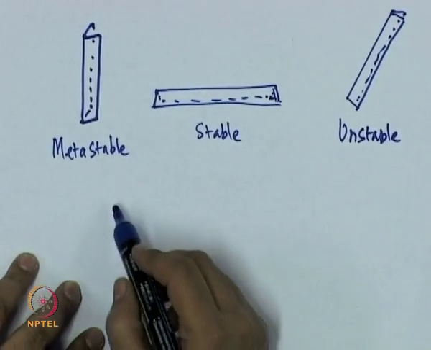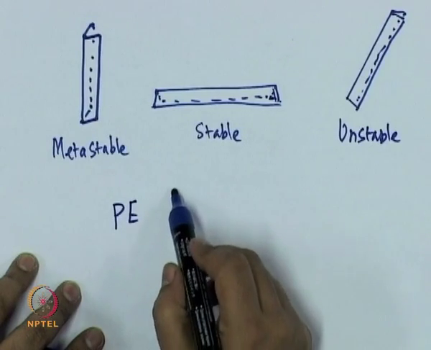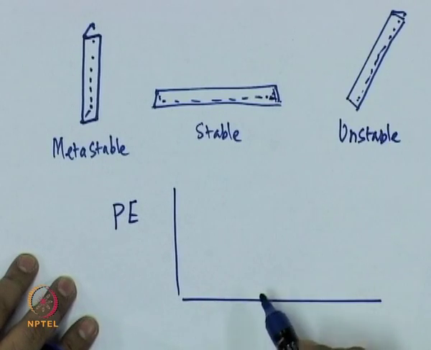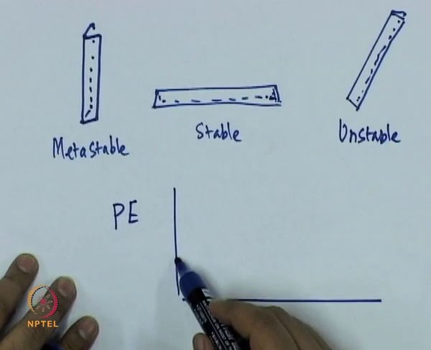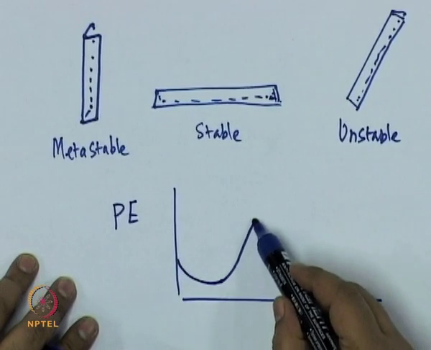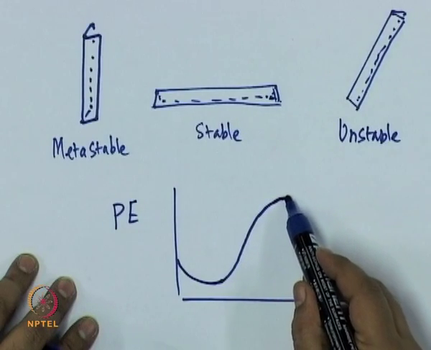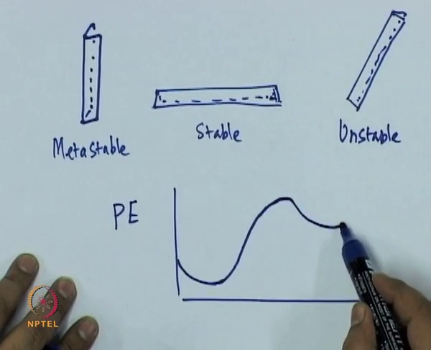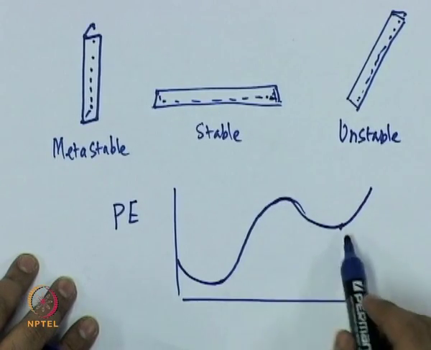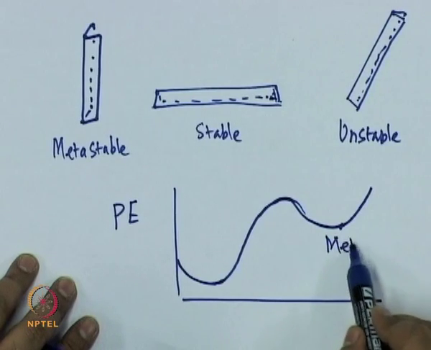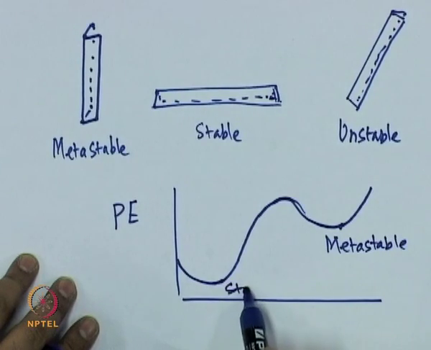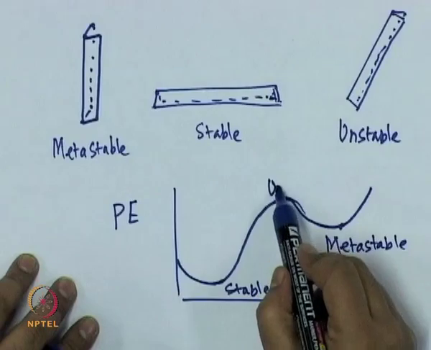In terms of potential energy and in terms of the configurations, if I look at, so there is this and then there is this. Okay. So, this is metastable, this is stable, that is unstable.